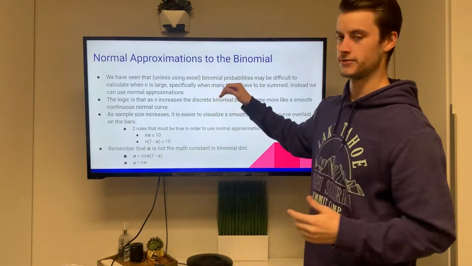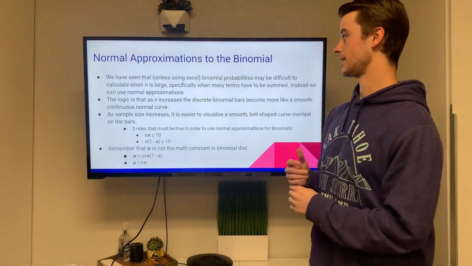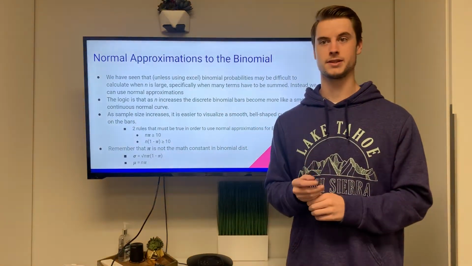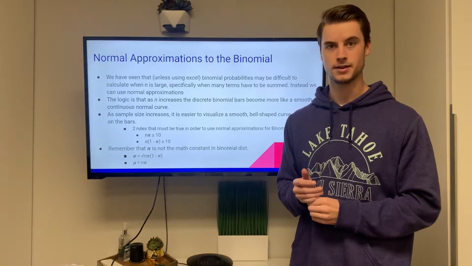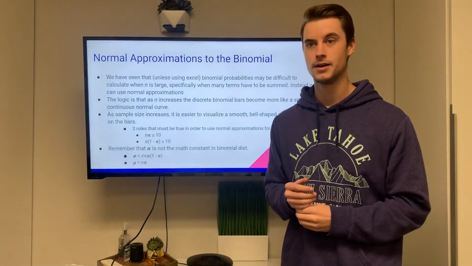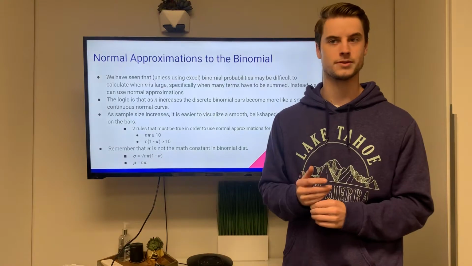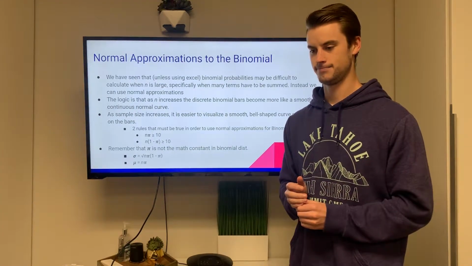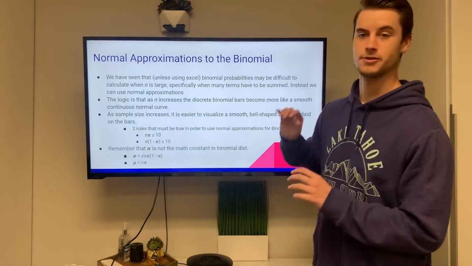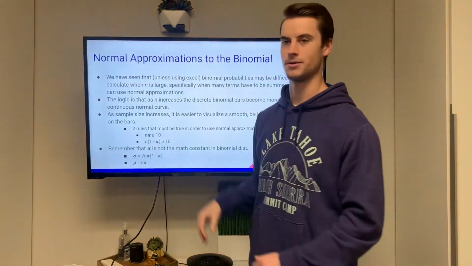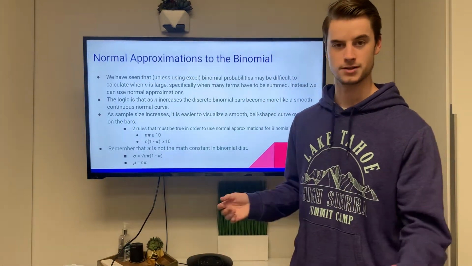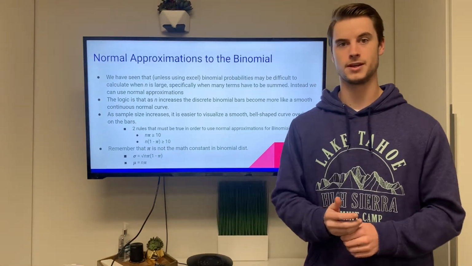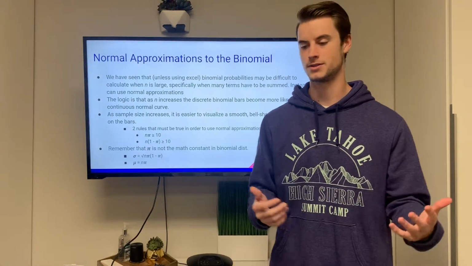And again, we've seen that binomial probabilities can be difficult to calculate when n is large. That's that really nasty looking formula we looked at earlier with all the factorials. It can take a long time to calculate. So if it meets a certain criteria, we can apply normal approximations to it, use the tables we're already given, find the z-scores, and then we're just sitting pretty, okay?